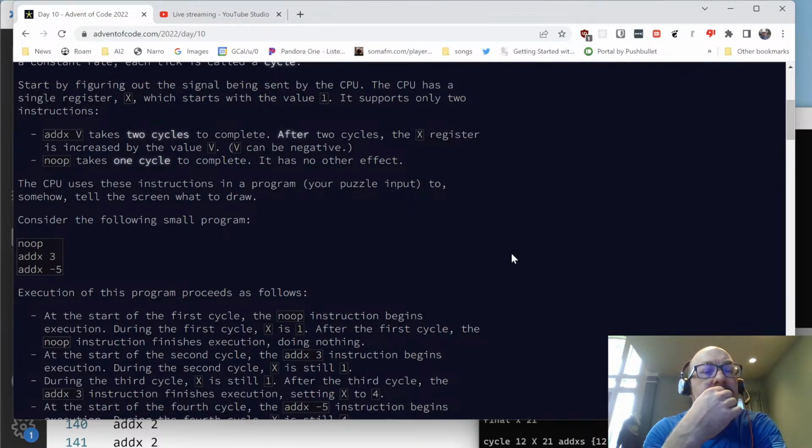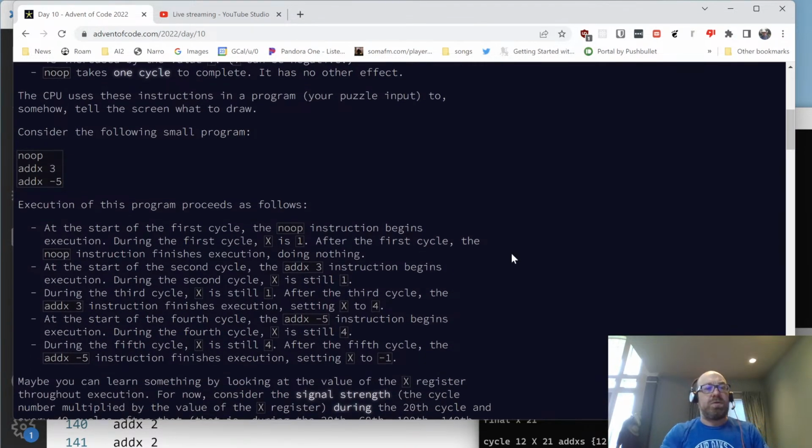The CPU uses these instructions in a program to somehow tell the screen what to draw. Considering the following small program. At the start of the first cycle, the no op instruction begins execution. During the first cycle, X is 1. After the first cycle, the no op instruction finishes execution doing nothing. The start of the second cycle, the add X instruction begins execution. During the second cycle, X is still 1. During the third cycle, X is still 1. After the third cycle, at the start of the fourth cycle, the add X instruction begins execution.